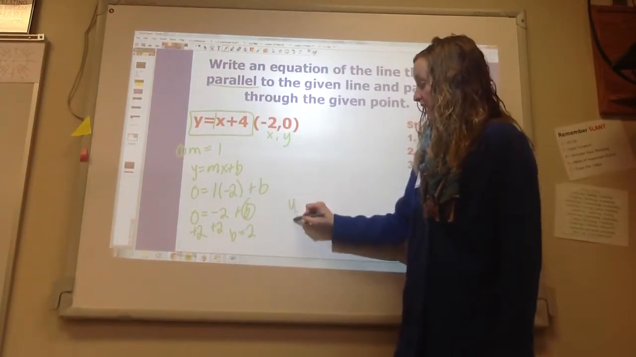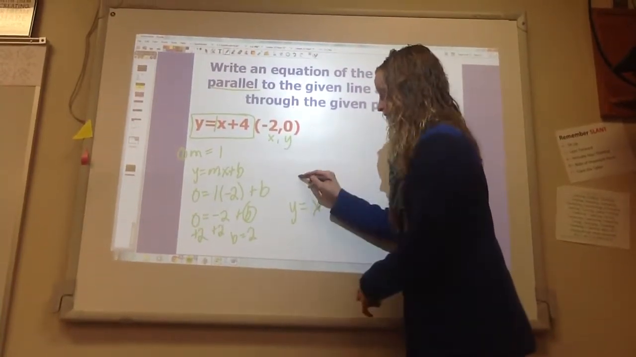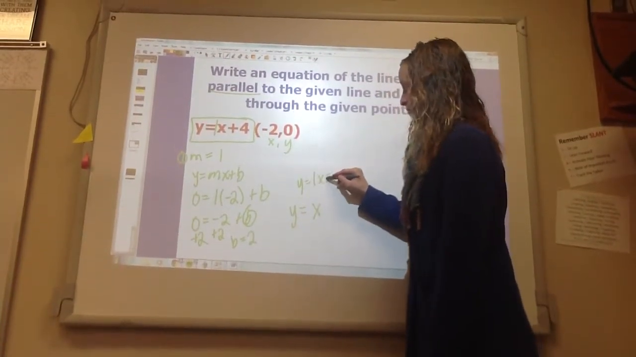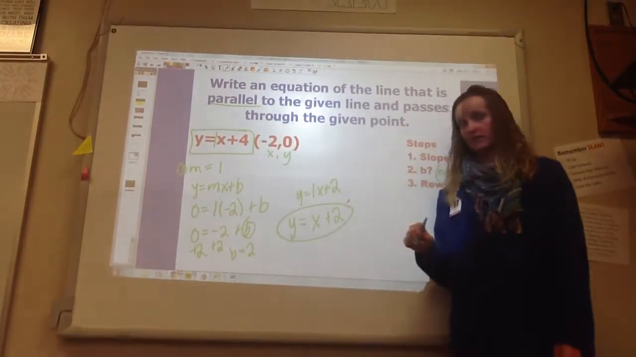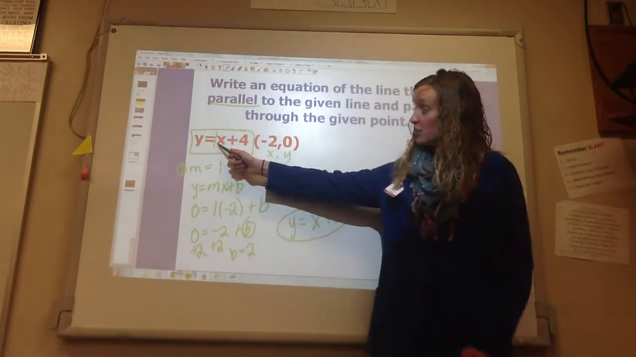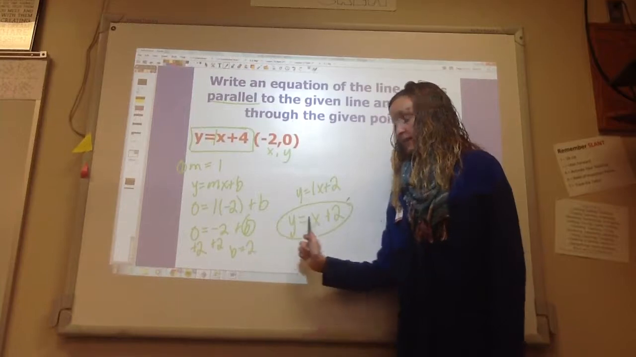And if we rewrite it, y equals x, or 1x, plus 2. And there you go. Find your slope from the old, plug in your points to find your y-intercept, plug them back in.